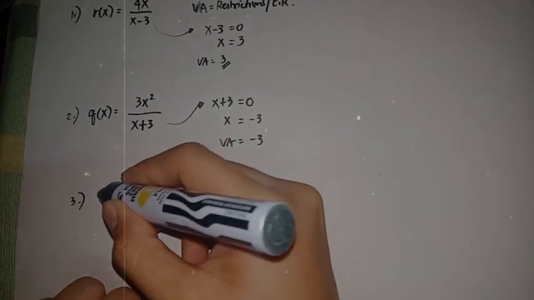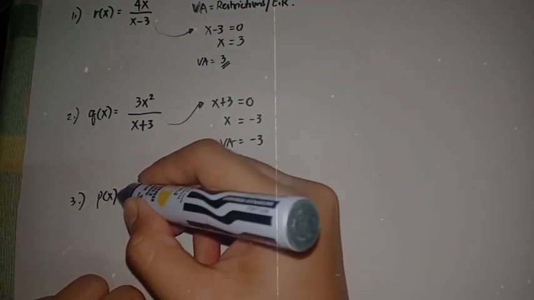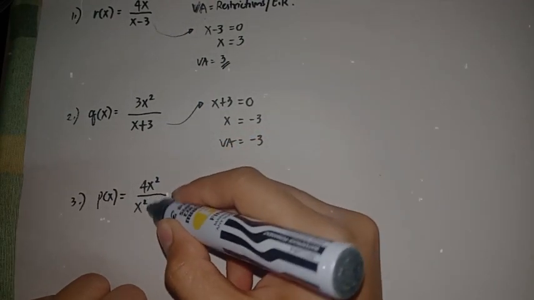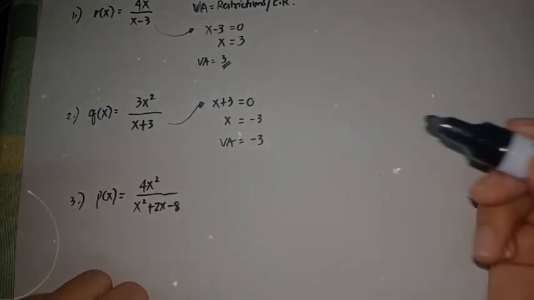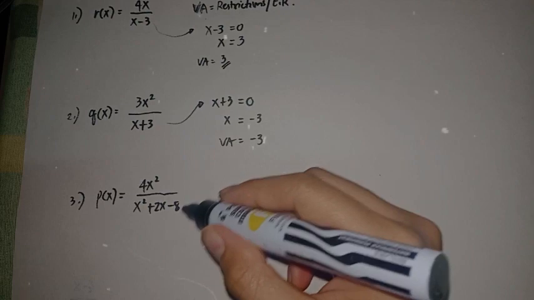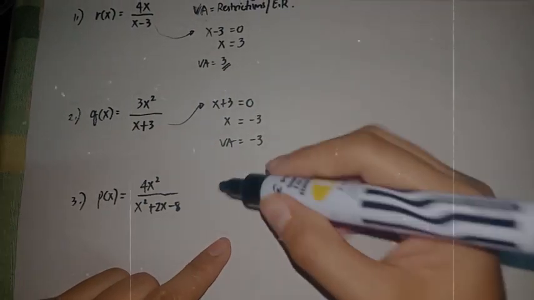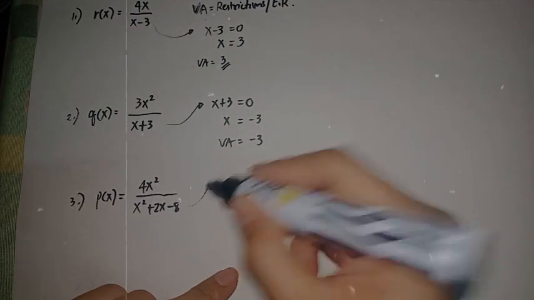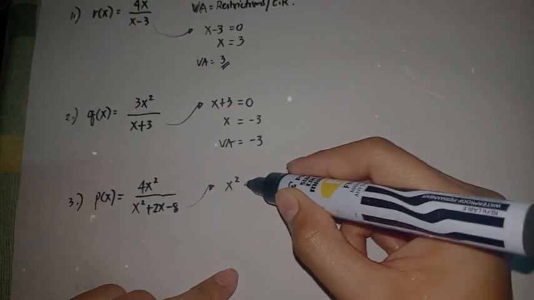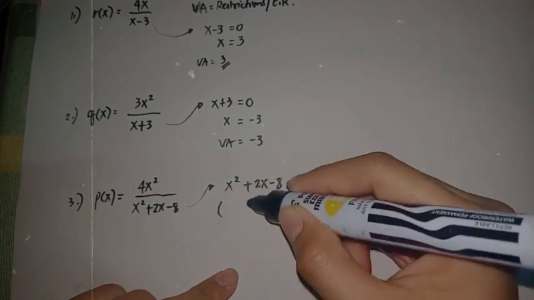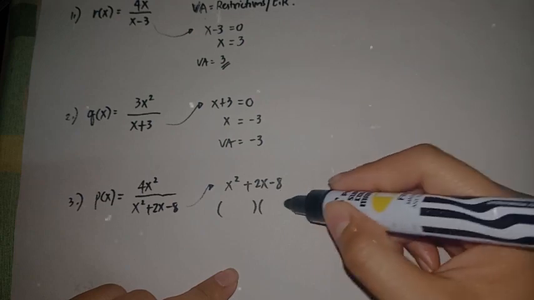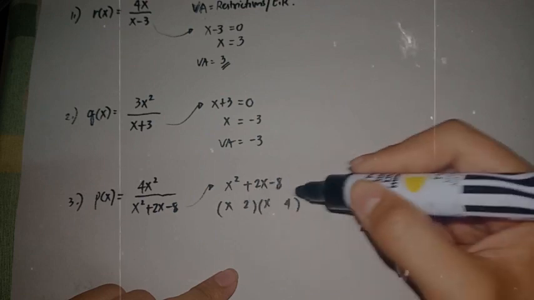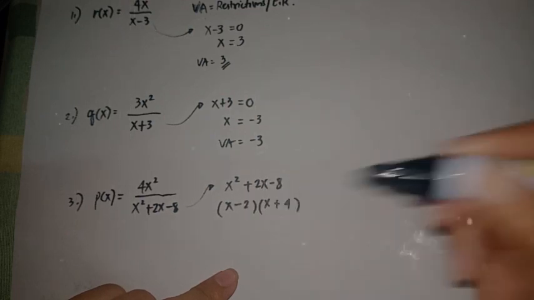Okay, now let's have the third one. We have p of x is equal to 4x squared all over x squared plus 2x minus 8. In this case, we have a trinomial which is factorable. Now, for us to get the vertical asymptote or the restrictions, let's have first the factors. So x squared plus 2x minus 8. Get the factors of negative 8. So that is 4 and 2. So let's say that this is negative and this is positive.